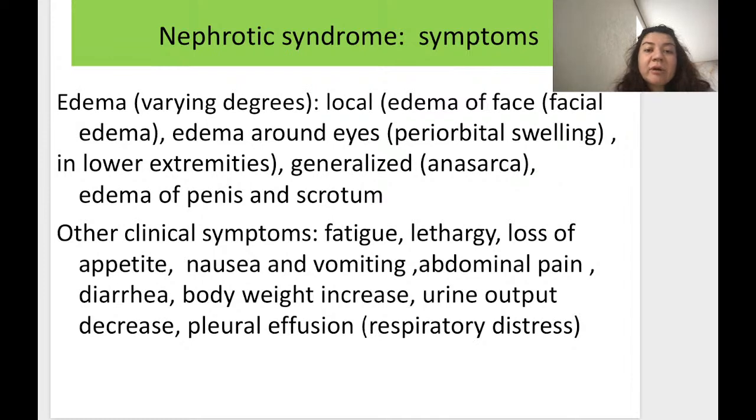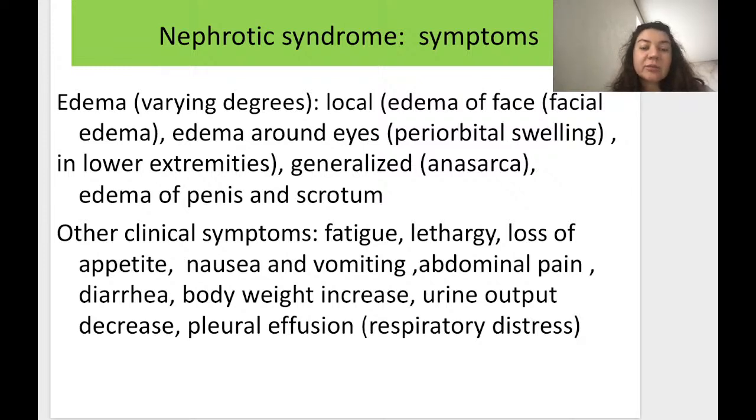It can be edema around the eyes, what I told, periorbital swelling, and it can be in the lower extremities, but that is more rare and not such a specific sign. Isolated edema of the lower extremities is more specific for heart failure. And it can be generalized edema, which we name anasarca, such a Latin term. In the lecture about heart failure, I showed you a picture with anasarca. One more type of isolated edema is edema of the penis and scrotum. It is possible too in nephrotic syndrome in male patients.